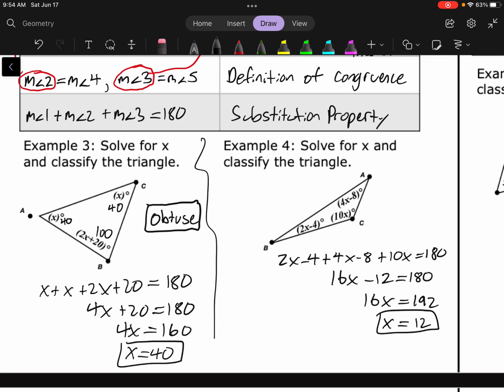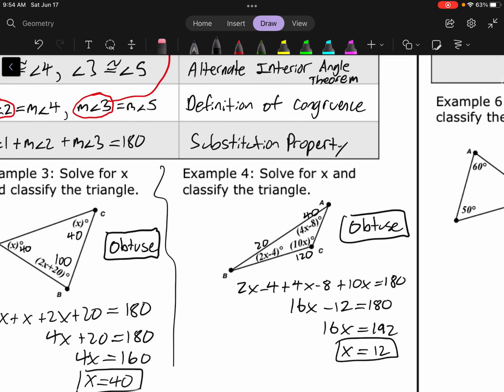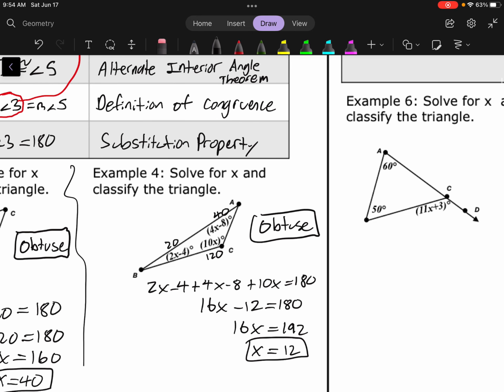10 times 12 is 120. 2 times 12 is 24, minus 4 is 20. And then 4 times 12 is 48, minus 8 is 40. So I've got a 20, a 40, and a 120. That is 1 obtuse angle, so we can say that this is definitely an obtuse triangle for right now. Once again, we don't know anything about the sides at this moment, so we can't say anything about the sides.